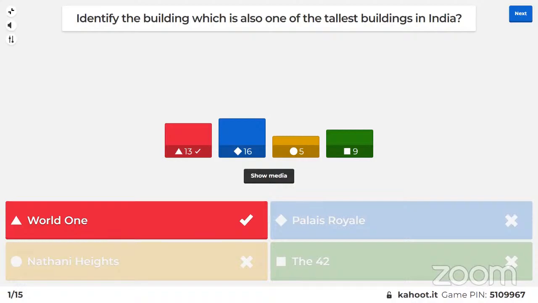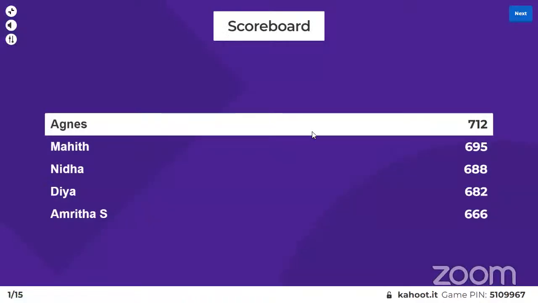So let's move on to the leaderboard and see what has come to the top. All right, so Agnes has come to the top with 826 points. Second spot goes to Mahit. Third spot goes to Nida. Fourth spot goes to Divya. And fifth spot goes to Amrita S. Okay. All right, so that's all from the leaderboard.